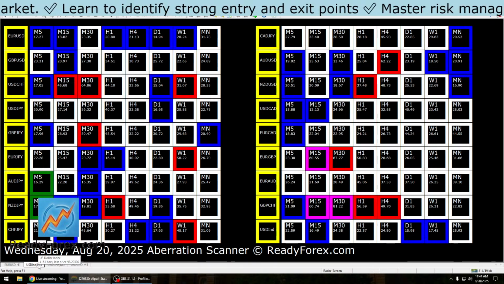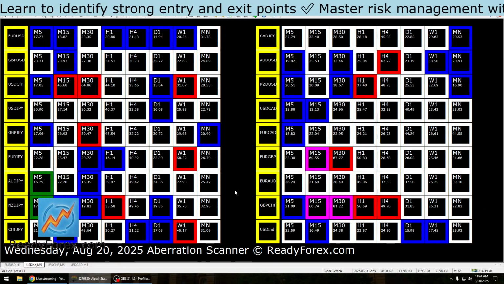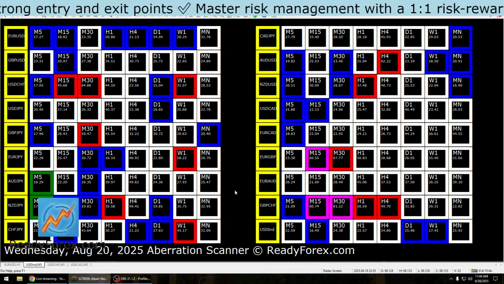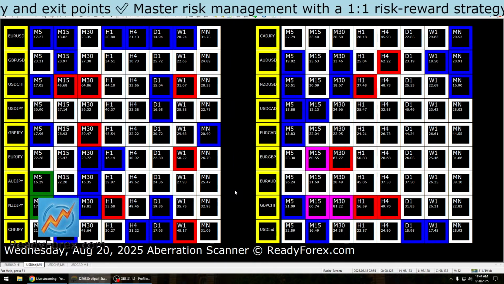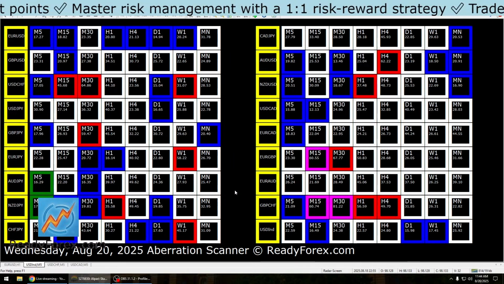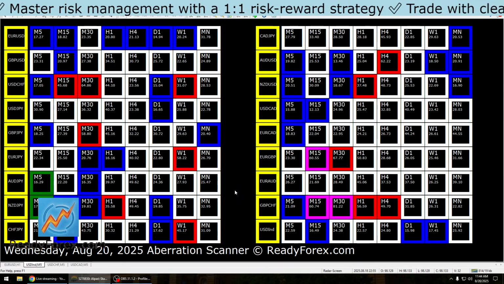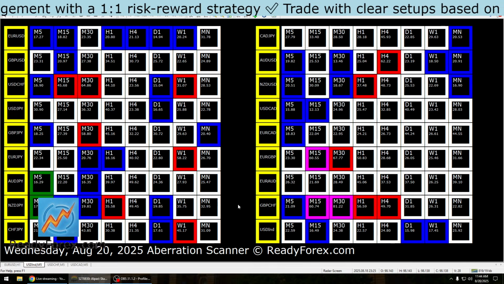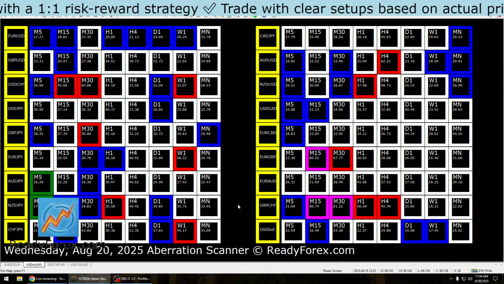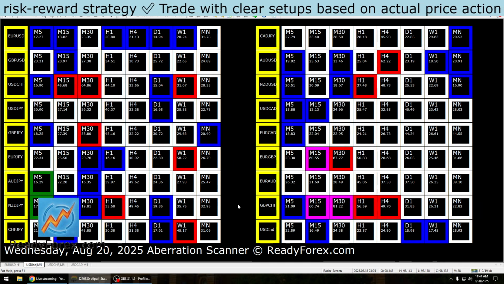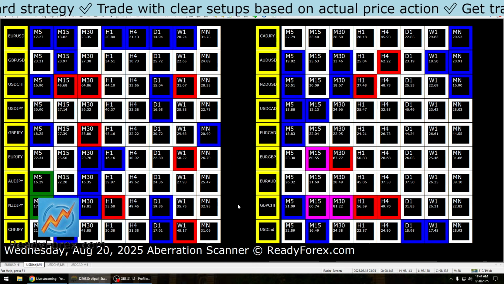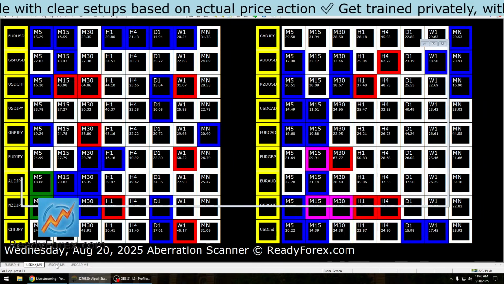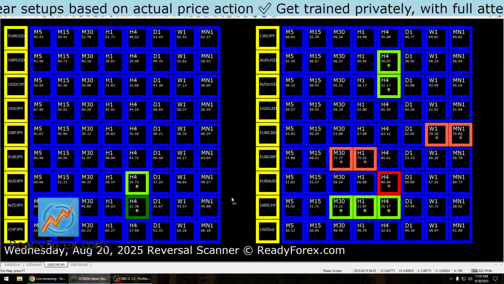Let me check out some other stuff. And this one is the aberration scanner. It detects the anomaly on price charts. So it seems to me Euro GBP and GBPCHF are showing a good sign. Also the USD Swiss franc, looks interesting. Let us take a look at the reversal scanner.